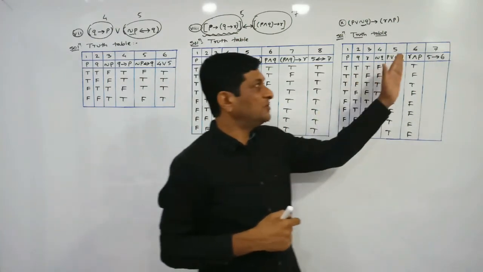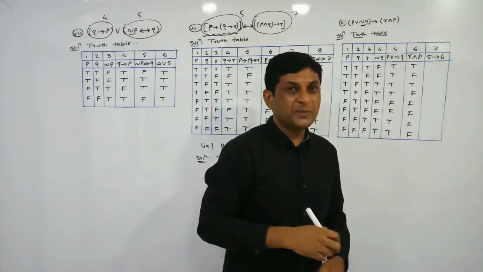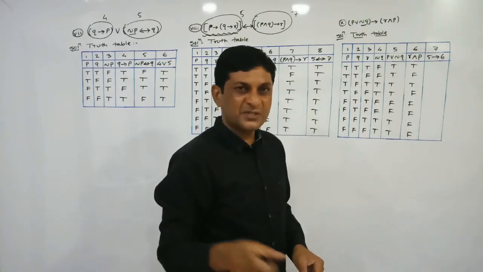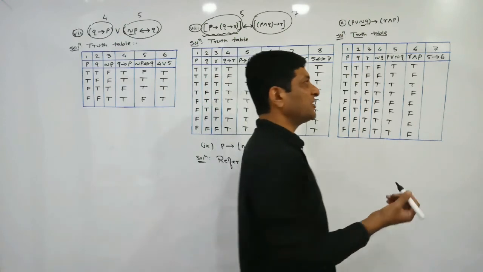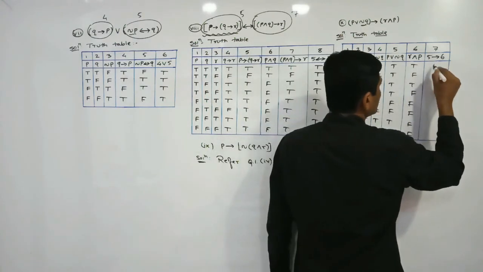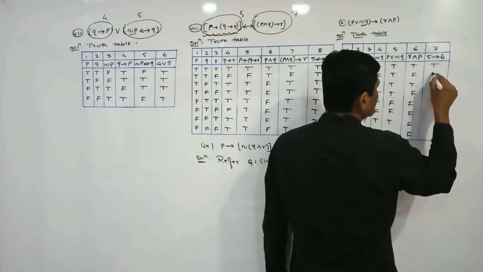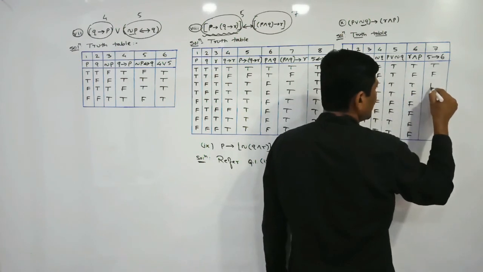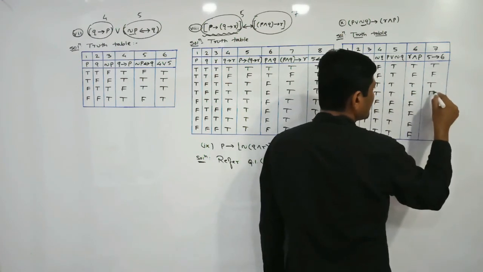Now 5 implies 6. In case of implication, simply remember that if the first statement is true and the second is false, the implication will be false. So both are true, so the result will be true. TF appears, so the implication is false. TF does not appear, so true. TF appears, so it is false.